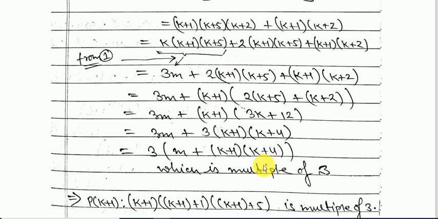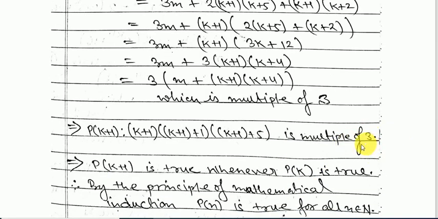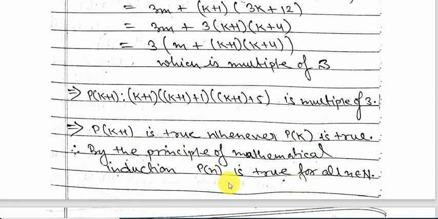So that means this statement for k plus 1 is a multiple of 3. Thus you have been able to show that the statement is true for k plus 1 whenever you are assuming that the statement is true for k. Thus by the principle of mathematical induction, we have been able to show that the statement is true for every n, where n belongs to natural number.